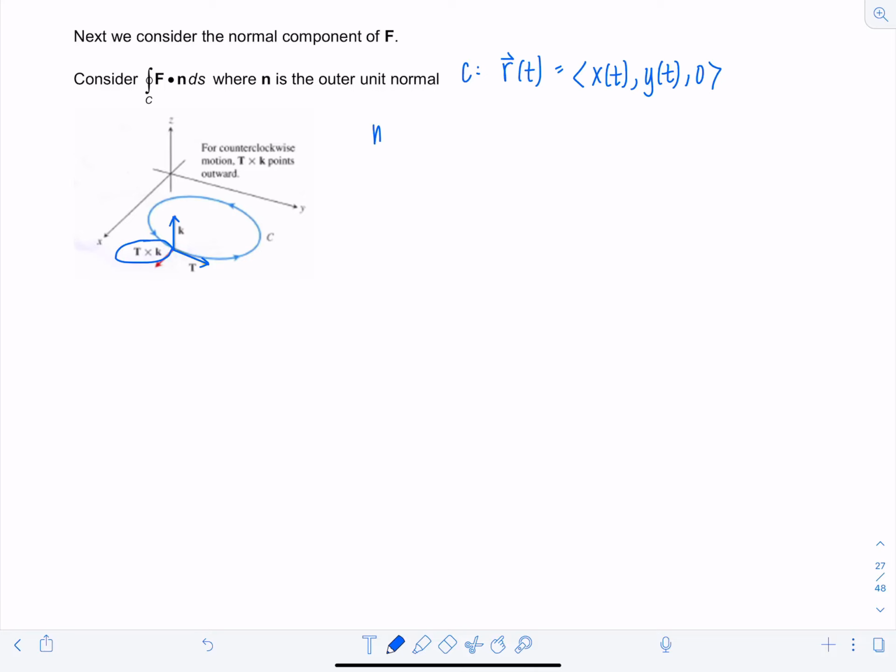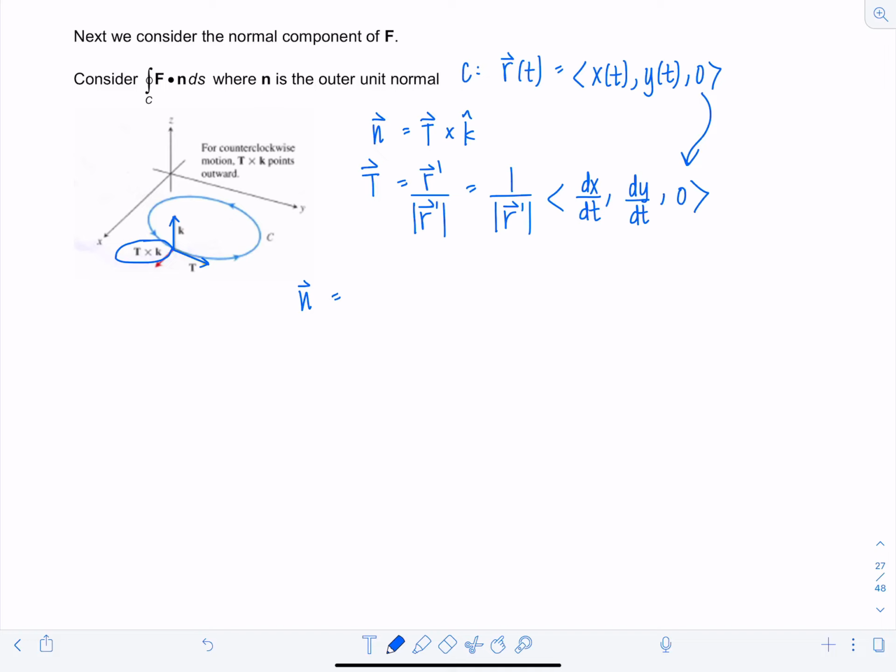So N is equal to T crossed with k hat. How do I know it's a unit vector? Well, T, remember, that's r prime divided by magnitude of r prime, and k is also a unit vector. I can express T as 1 over magnitude of r prime times dx/dt, dy/dt, and then 0 in this particular case for our curve in the xy plane. And now let's figure out what N would be specifically.